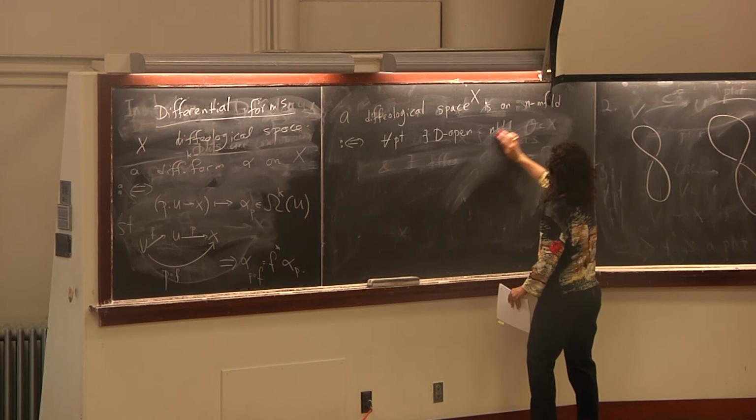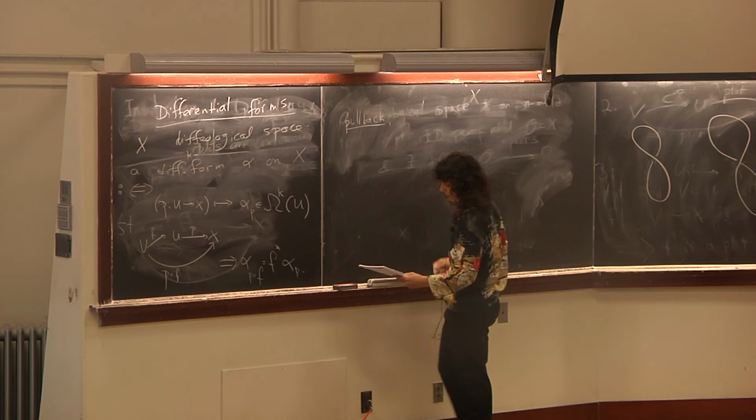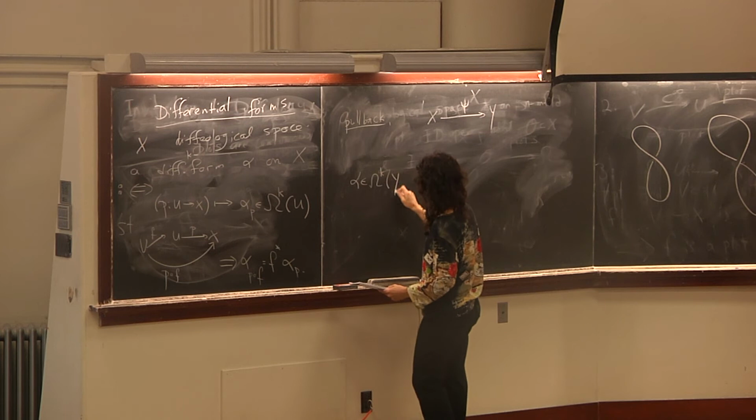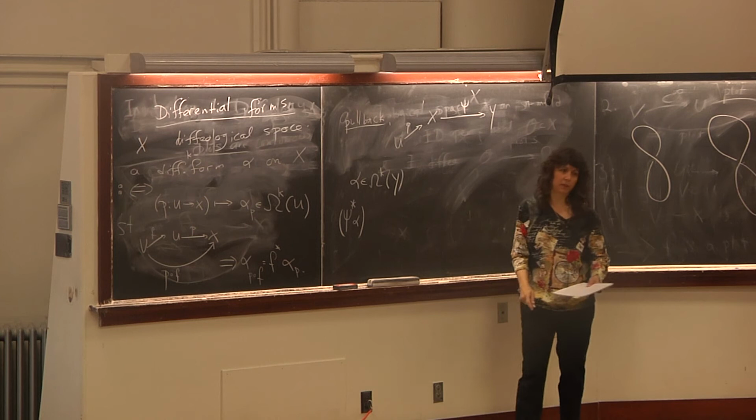We then have an obvious notion of pullback of differential forms with respect to a smooth map between diffeological spaces, because you just compose the plots. Here's a smooth map between diffeological spaces, and here is a differential form on the target space. What is its pullback? Well, we need to declare, for each plot of the domain, a differential form.